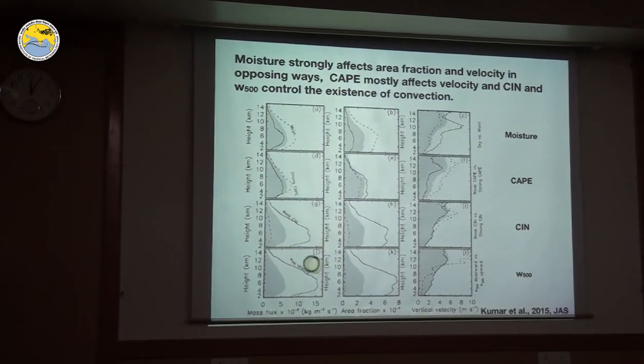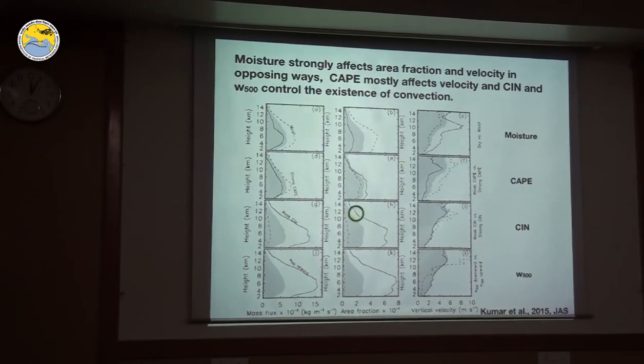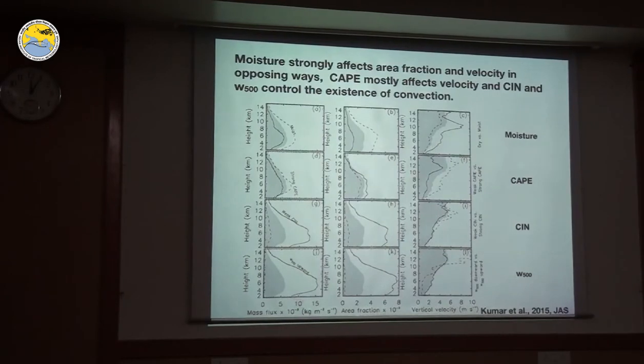And then CIN is really what you would expect. If the CIN is weak, you get lots of convection. If the CIN is strong, you don't get much convection. It doesn't influence the vertical velocity much, but it influences the existence of convection very much, basically. So CIN is something you need to pay attention to in your trigger function. And then vertical velocity is even more extreme than CIN. If the vertical velocity is upward, you get mass flux. If it's not, you don't. It's really a separator of is there convection or isn't there convection.